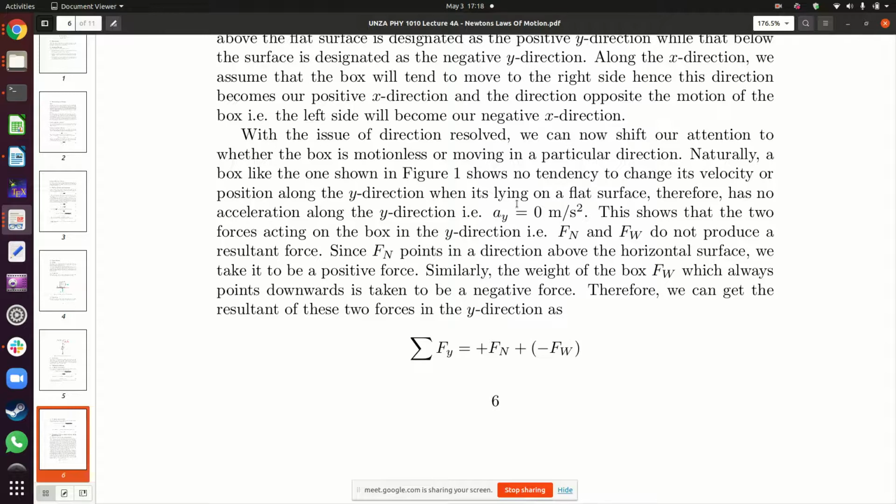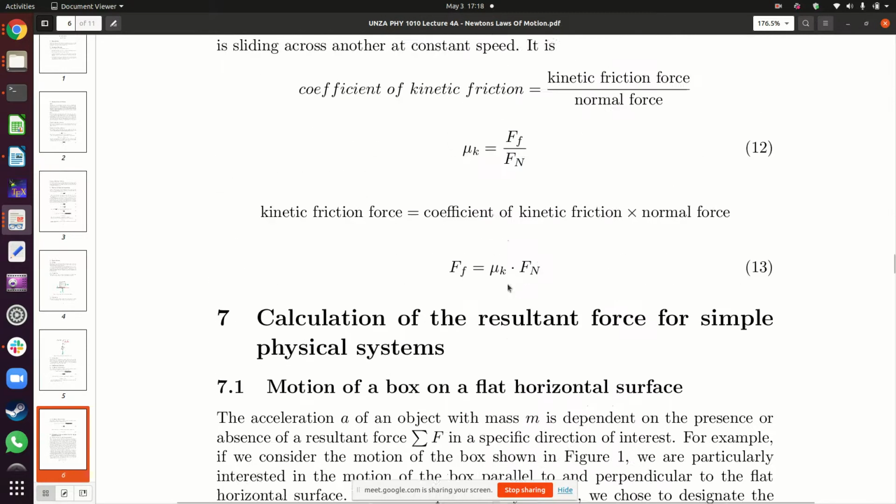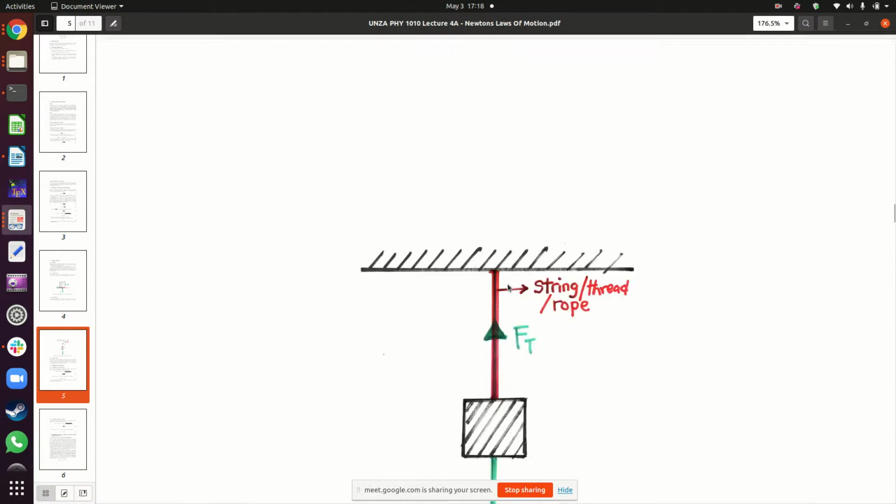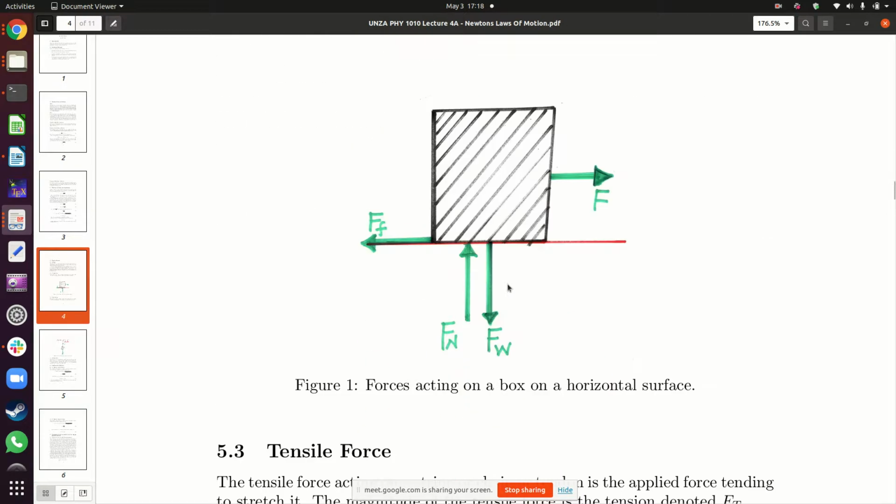So since the position of the box does not change vertically, there is no acceleration along the y. The box does not experience any change in its velocity in the vertical direction. It's not gaining any height, it's not losing any height. The other thing we do is, for you to work out the resultant, you need to choose directions, and those directions need to be assigned signs.